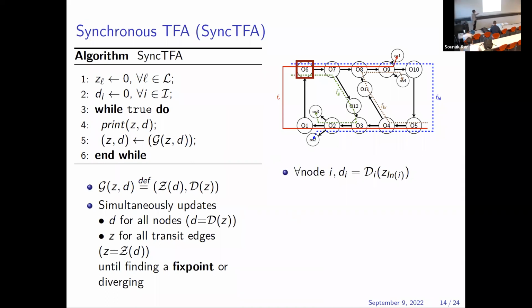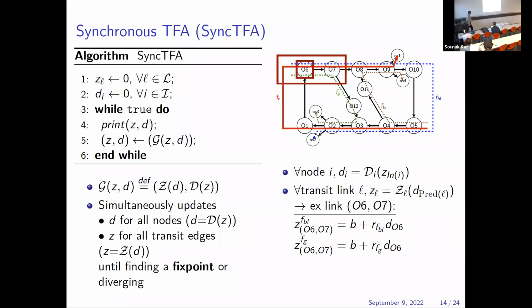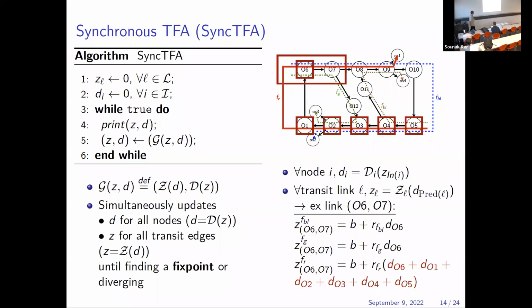For node i we compute in the same manner, so di is equal to the delay which depends on the input burstiness at node i. But the output burstiness computation is a bit different, because instead of taking into account the input burstiness, we take into account the input burstiness of the flow in the network plus the rate of the flow, as we can see here, times the accumulated delay jitter along the path of the flow. So here it's from o1 to o6, and we compute the delay as it is. So the advantage is there is no cut.